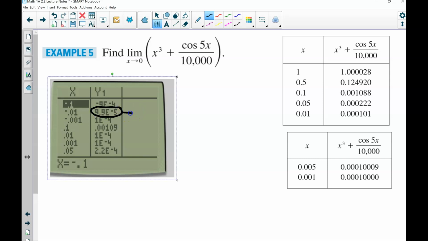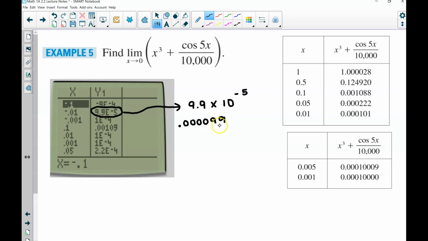So keep in mind that we're talking about a scientific notation number, because this is the same thing as saying 9.9 times 10 to the -5. And so we're going to shift the decimal place to the left 5 times. So we should end up with 0.00099.